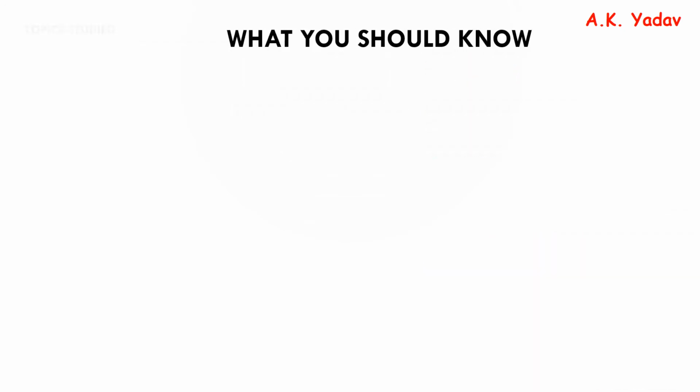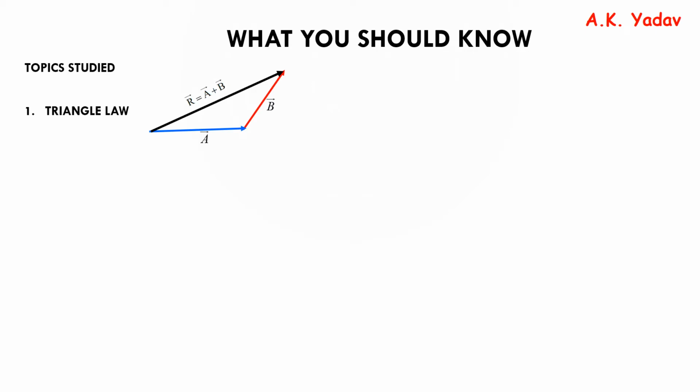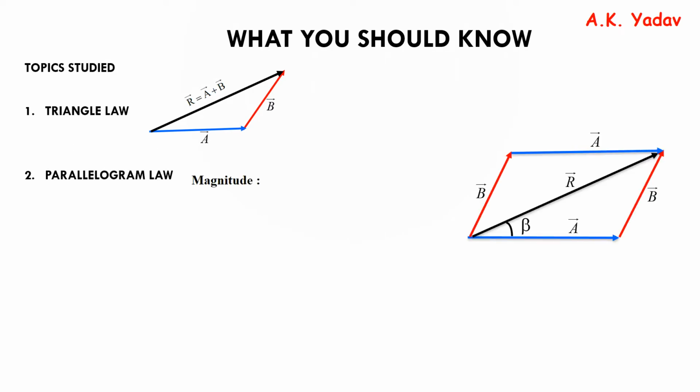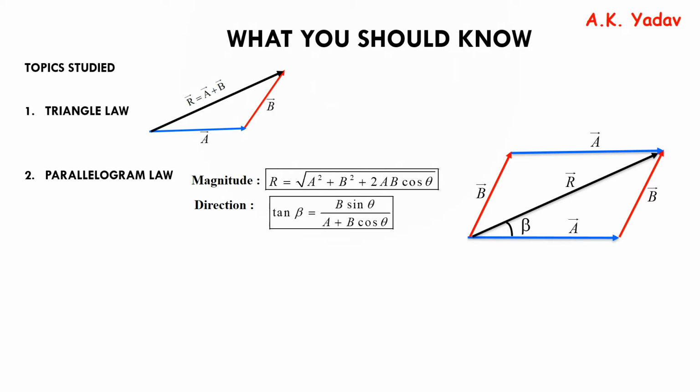What you should know: the first thing is the triangle law, in which the resultant is given by the third side of the triangle taken in the opposite order. Parallelogram law, in which magnitude R is equal to under root of A square plus B square plus 2AB cos theta, and the direction is tan beta is equal to B sin theta upon A plus B cos theta, and Pythagoras theorem.